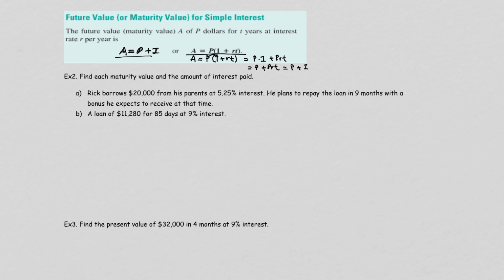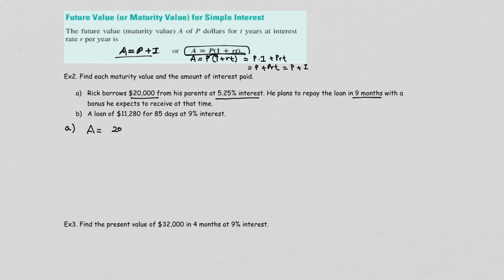If we try the first one: $20,000 borrowed at an interest rate of 5.25% for 9 months. Let's see how we are going to use this. They're asking for the total amount, the total amount he's expected to receive. It's not just interest, it's the total amount, so we'll be using this formula right here.